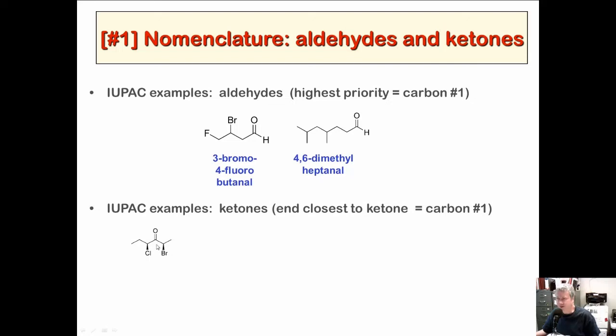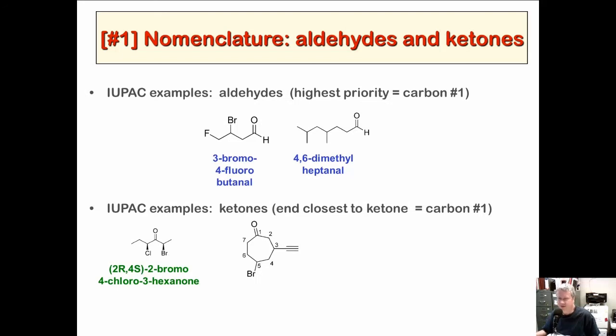Probably the right side because it's closer to the ketone, right? So it goes 1, 2, 3, 4, 5, 6. So it's maybe 3-hexanone as the main chain, and you have a bromine on 2 and a chlorine on 4. So 2-bromo-4-chloro-3-hexanone. If you were designating the stereochemistry, you could do that. We're not going to have you do that in this course.